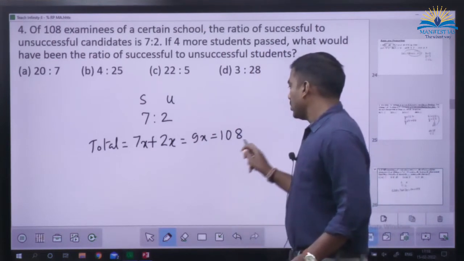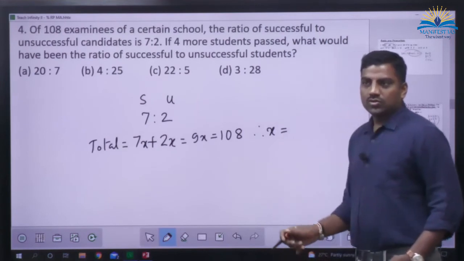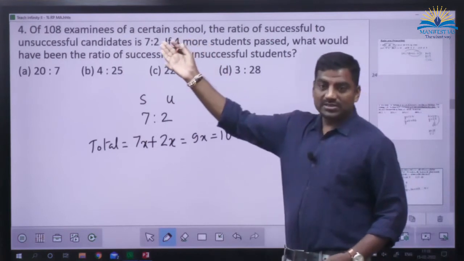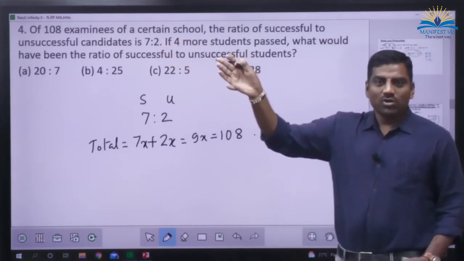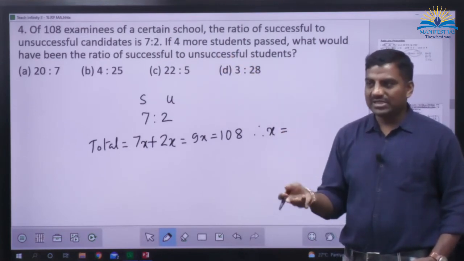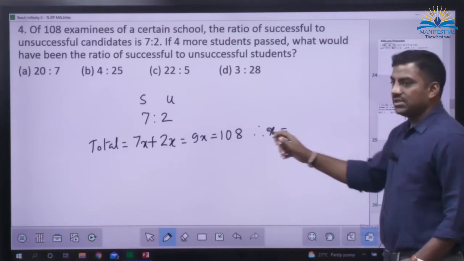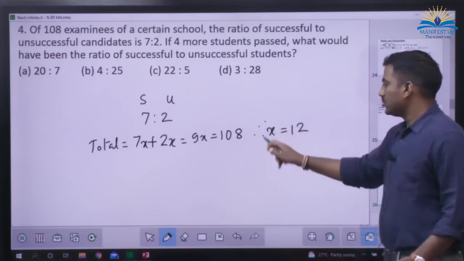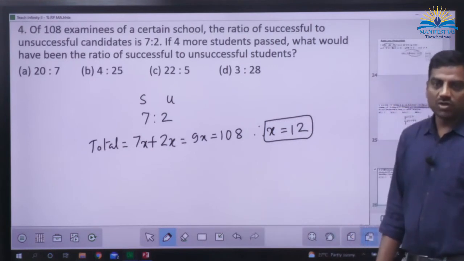So x is equal to... don't worry about where this 108 comes from. Of examinees, 108. Before they are declared successful or unsuccessful, they have to take some exam. So 108 of them have taken it. So 9x is equal to 108. X is equal to 12. Yes or no?